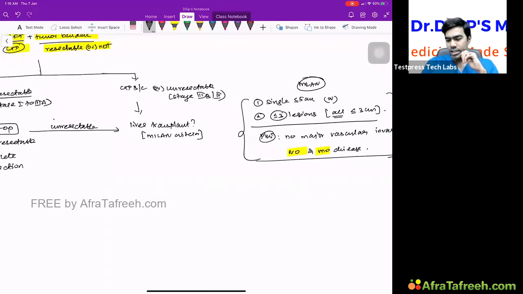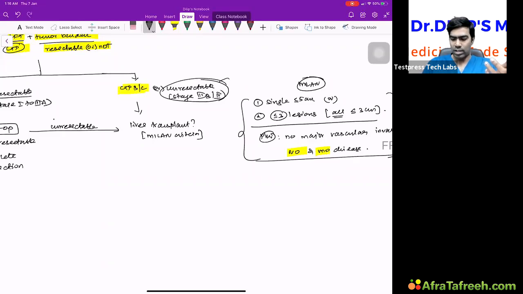What Ankit is asking is, when you enter the right wing, will they want all the features of Milan to already be fulfilled? Actually, no. Remember, the patient may not be able to resect just because they are CTP-B or C. They may not be unresectable. So in that setting, you have to see the liver transplantation. Because in CTP-B and C, the ideal is liver transplantation only.